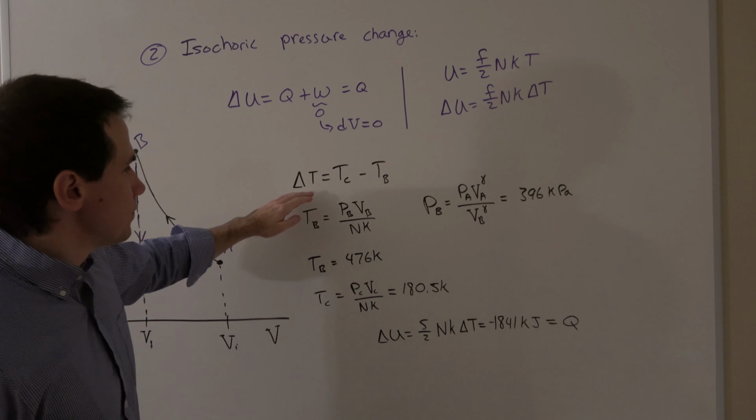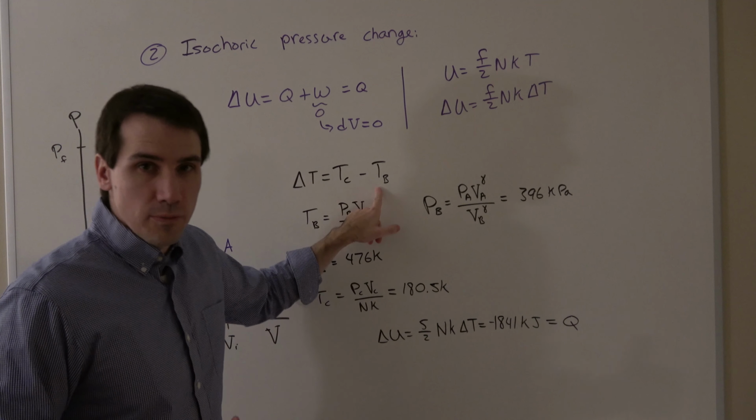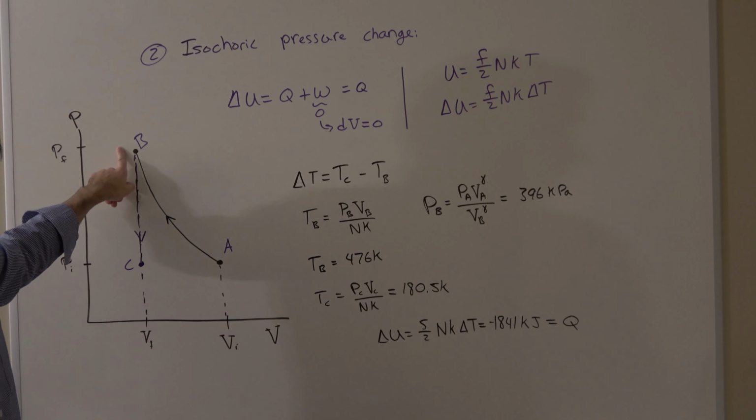Okay, so delta T equals the temperature at C minus the temperature at B. Where did we end up at point C here? Minus the temperature where we started at point B.